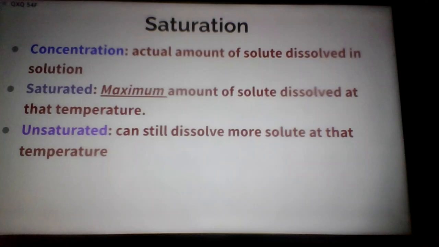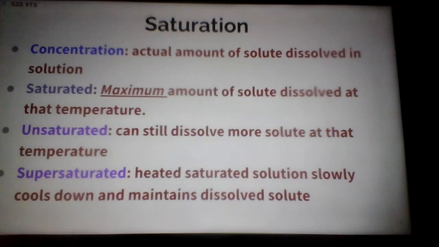Unsaturated, well, obviously the opposite. If saturated means the maximum can't dissolve anymore, well then unsaturated means there's still some solute that we can add and get to dissolve at the same temperature. So saturated means we have hit the maximum. Unsaturated means we have not yet hit the maximum. We still may be able to dissolve more without warming up the solution.